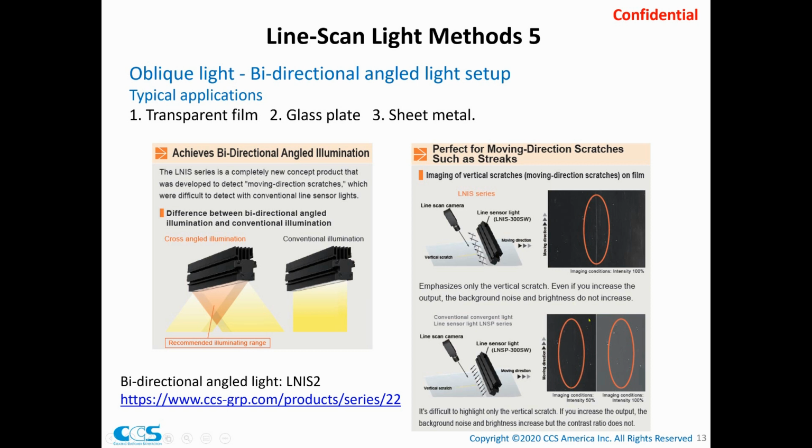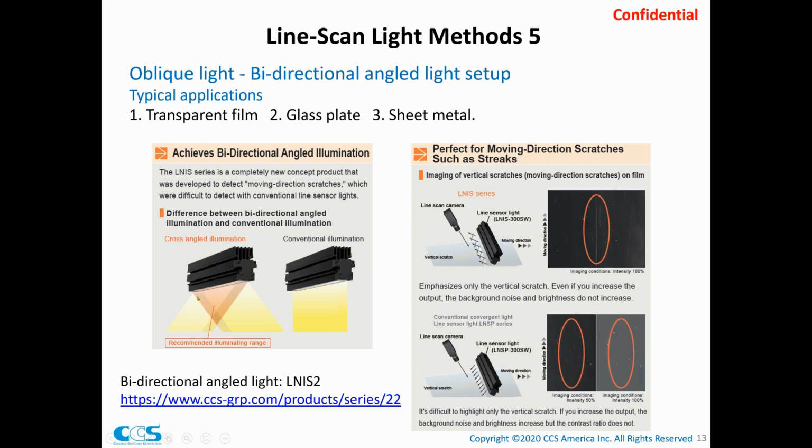In order to solve this type of difficult application, we developed a new light called cross angle light, or bidirectional angle light. So here's the comparison. With the traditional flow light, the light goes straight out, but with the bidirectional angle light, the light comes at an angle. One comes from one side at a low angle and the other from the other side at a low angle, so it's close.